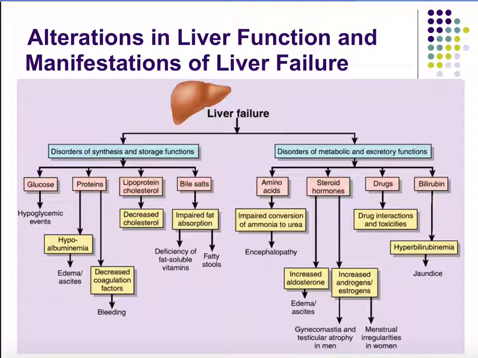It won't be able to synthesize and store proteins like normal. So our liver actually makes albumin, which is a pretty important protein in the body because it really helps with blood osmolarity. And so when you don't make enough albumin, we have hypoalbuminemia, and that's going to lead to edema and ascites because fluid will then leave our blood into the interstitial space. We'll also have decreased production of our coagulating factors, and so that can increase bleeding.